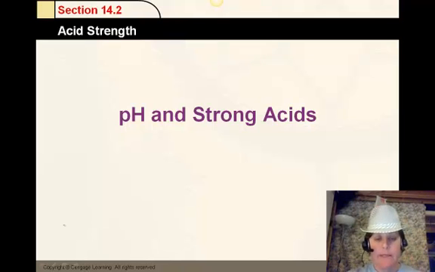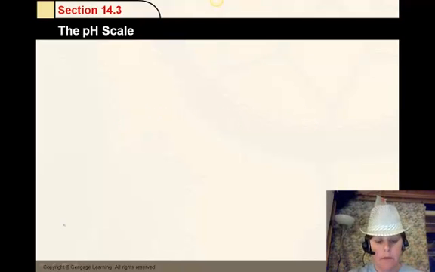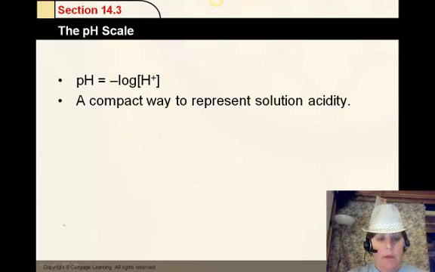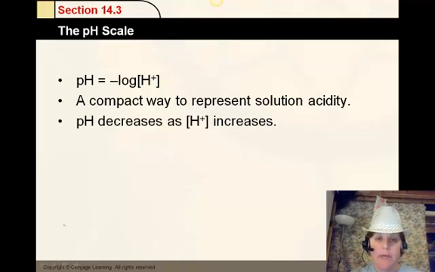pH and strong acids. You might remember that the pH is a measure of the hydrogen ion concentrations. You can calculate it by taking the negative log of the hydrogen ion, using your calculator, of course. And a compact way to represent solution acidity is the pH, because if we have that number, we can discuss how acidic or basic a particular solution is.